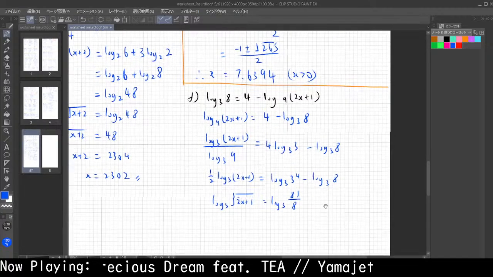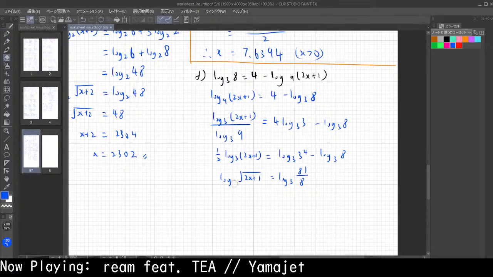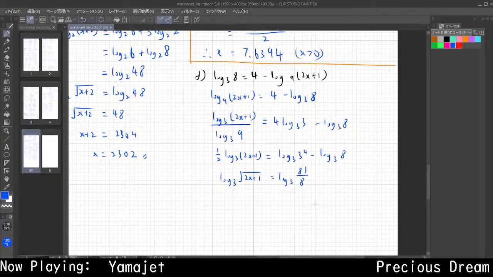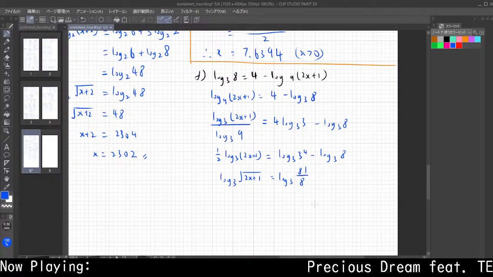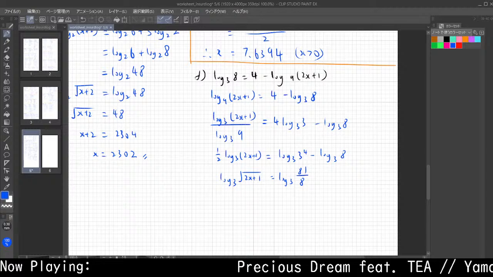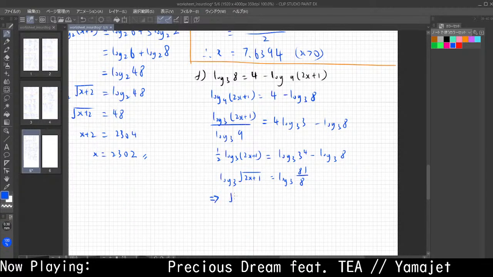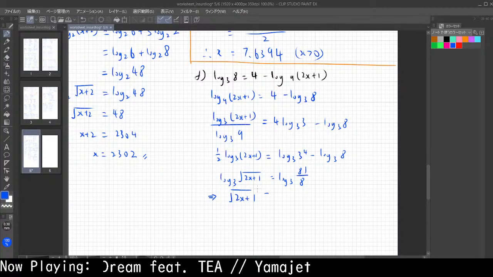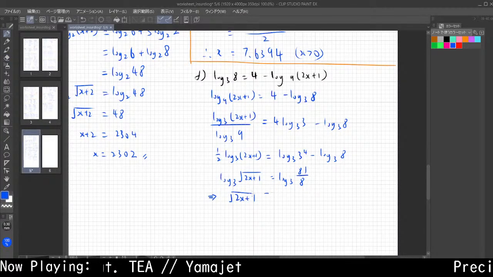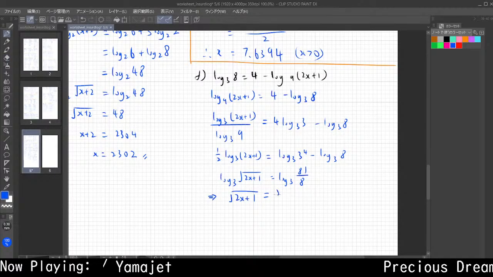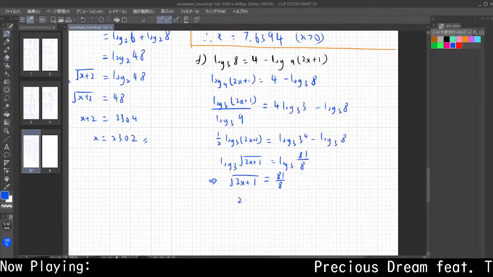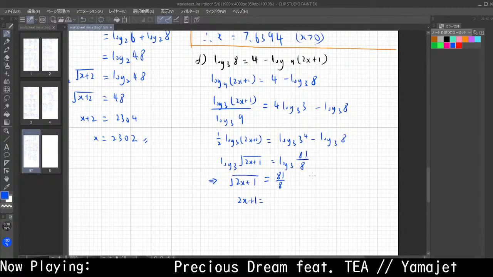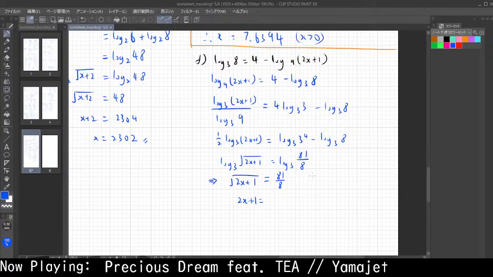Okay, then for this one you can just continue. Both logs are equal to each other, and the base numbers are the same, 3 with 3. Therefore your square root of 2x plus 1 is equal to 81 over 8. 2x plus 1 equals the square of this thing. So here, calculator, 81 over 8 squared.